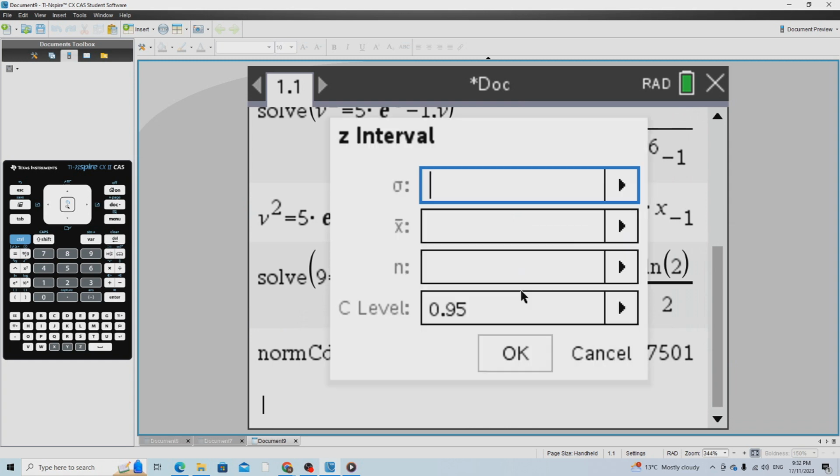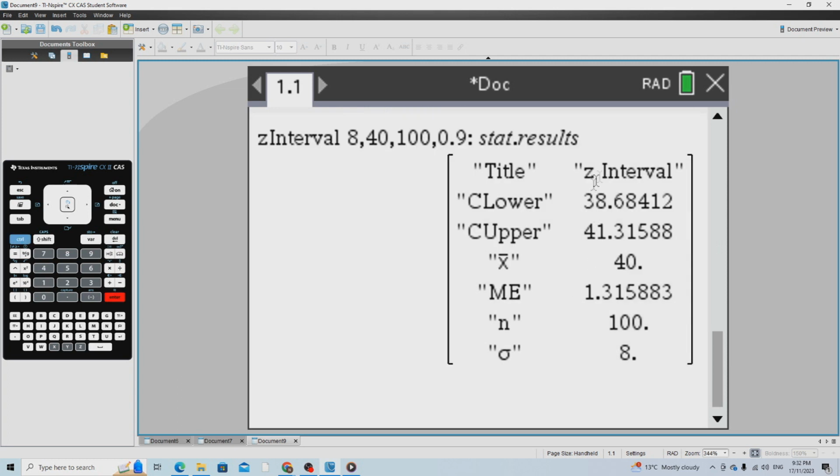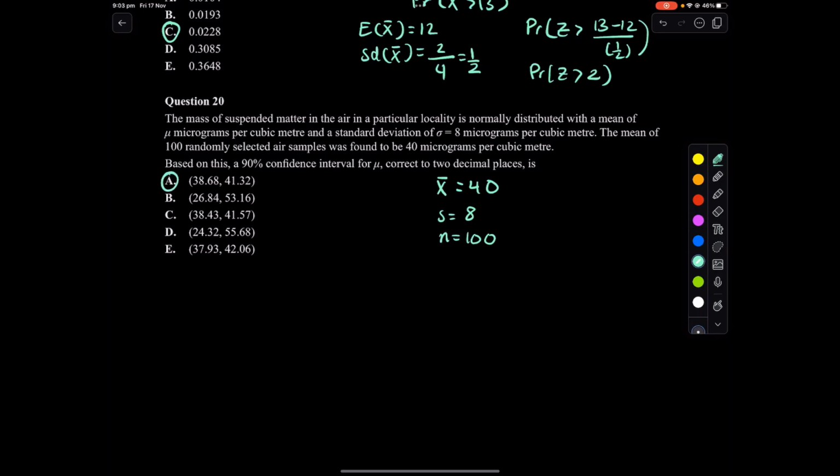Okay, well, we know that our standard deviation is 8. Our sample mean is 40. Our sample size is 100, and we want 90%. Press OK, Control Enter. These are our C lower and our C upper, which gives us option A as the answer. Okay, perfect, guys.